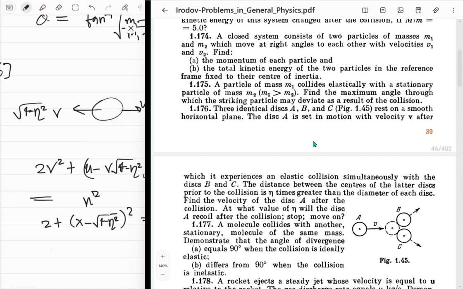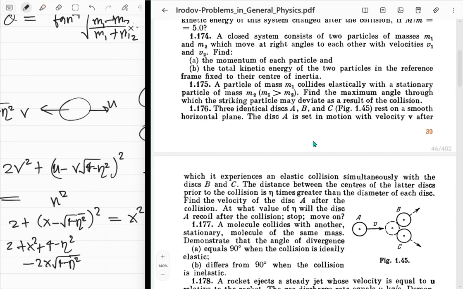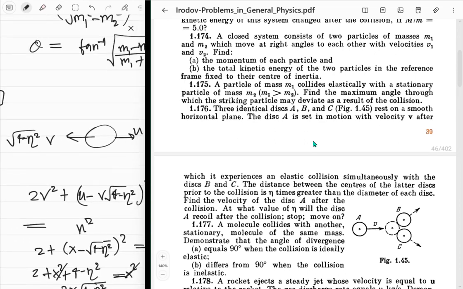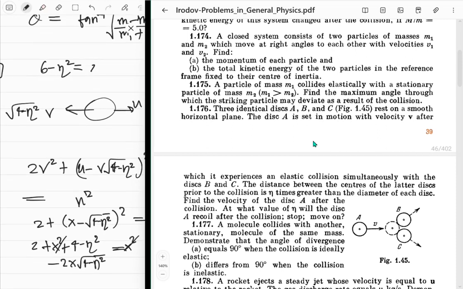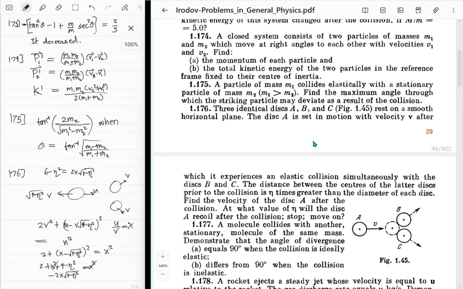Now let's try to solve it. It's going to be 2 plus x squared plus 4 minus eta squared minus 2x square root of 4 minus eta squared is equal to x squared. So this cancels. You got 6 minus eta squared is equal to 2x square root of all that. Okay, yeah, it's doable like this. So 2x square root of 4 minus eta squared. That should do it. Cool.